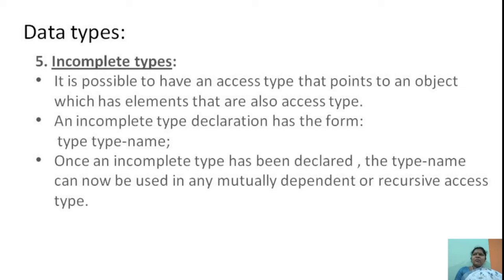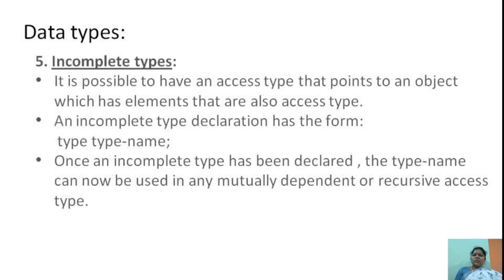So next one is the incomplete types. So what does an incomplete type mean? In order to handle the declarations of such recursive data structures, a so-called incomplete type declaration is needed. So it is possible to have an access type that points to an object which has elements that are also access types.